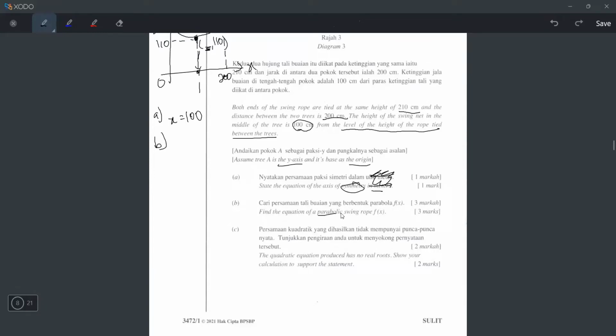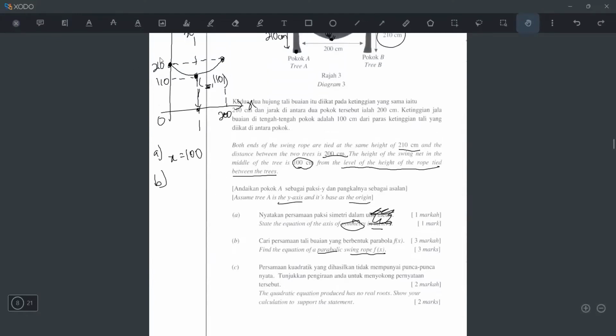Okay, B is what? Find the equation of the parabolic swing rope, f(x). Actually, what they mean by that is find the equation of the curve. That's it, that's what they meant. All right. So how to find the equation of the curve? We know the equation of a curve will look like this: ax squared plus bx plus c, right?